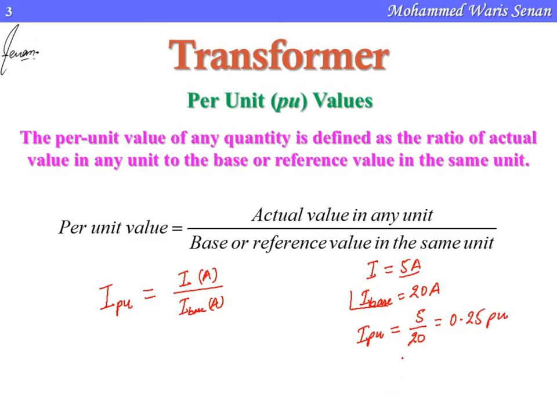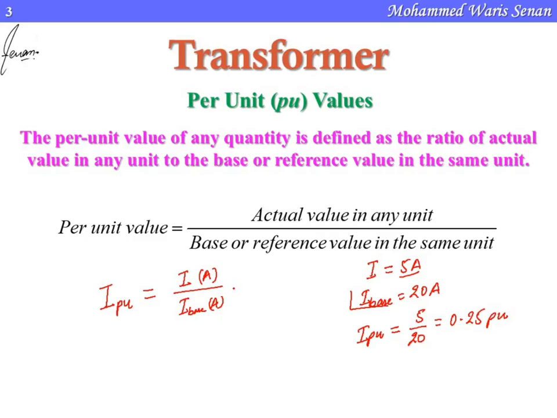Okay. So a very important thing to be noted here is that if you write the per unit value of any quantity, it will be dimensionless, because we are dividing the value of the quantity in a given unit by the base value of that quantity in the same unit. So the units get cancelled. So the per unit value of that quantity will be dimensionless. So this is one of the advantages of using per unit system.